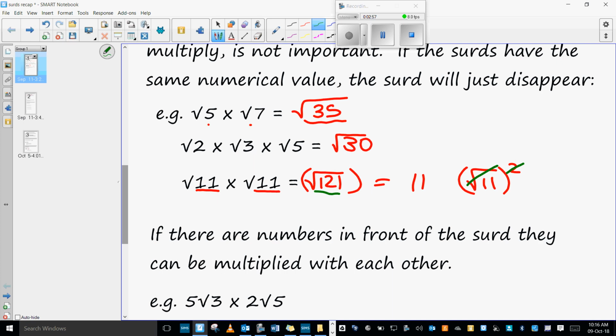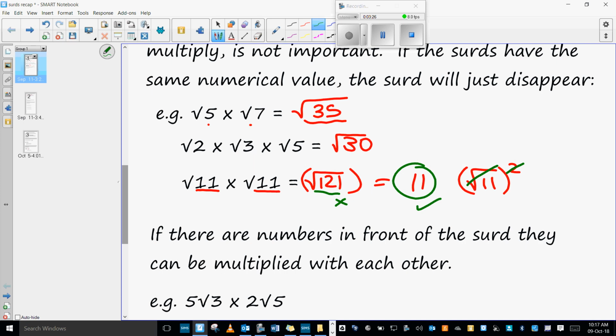So it's not root 11. Well, yes, because the square root of 121 is 11. If you left it as root 121, you would get it wrong if you had been asked to simplify it. You should be recognizing that the square root of 121 is 11. Are you with me?